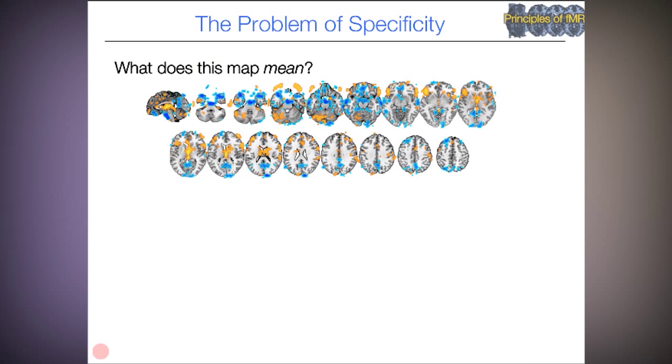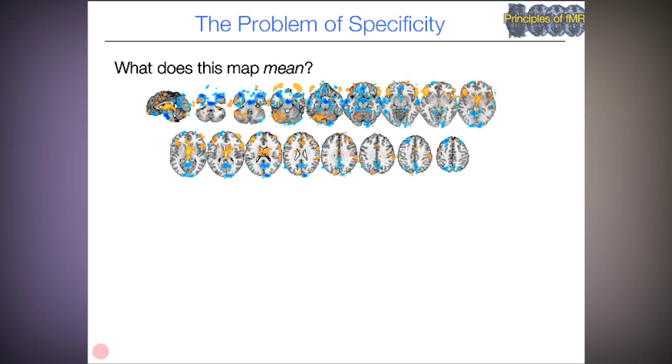So the problem of interpretability relates to the problem of specificity. And I'll illustrate this with this map. If you look at this map here, it's a typical brain imaging map. It's a group analysis from about 30 subjects. And the question is, what can you tell about that map? What does it mean in terms of psychology or function?